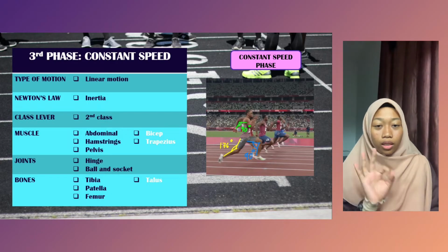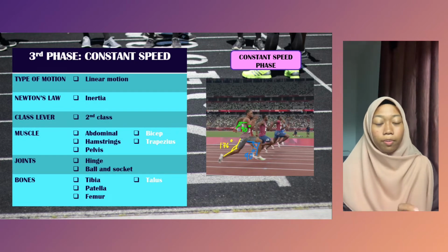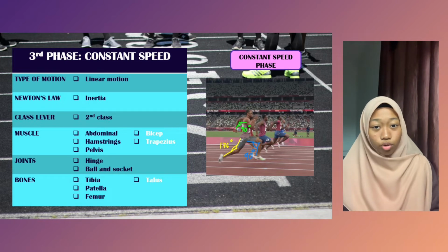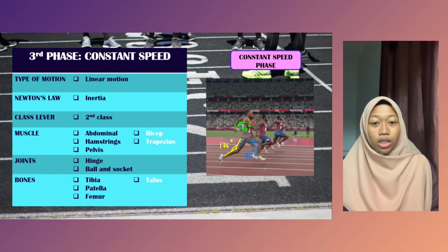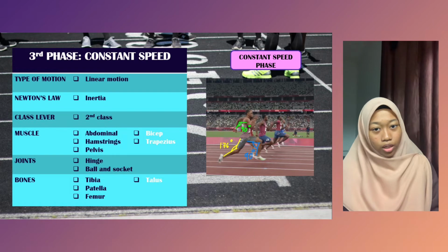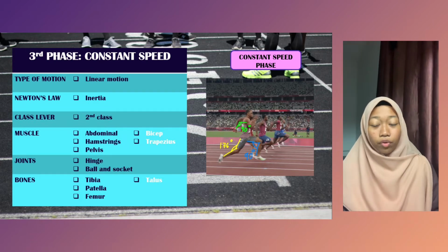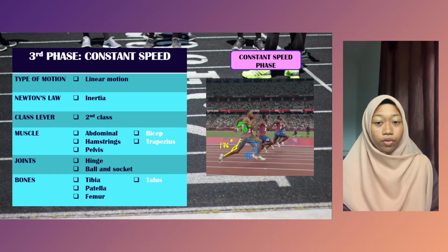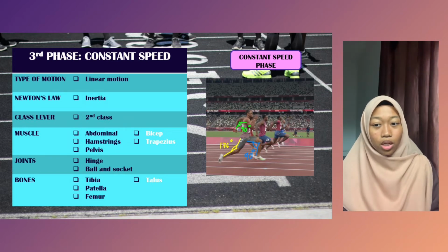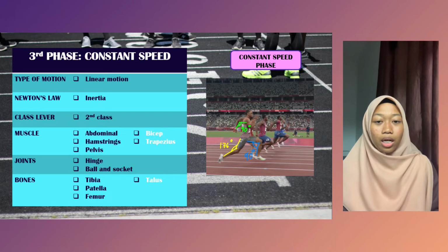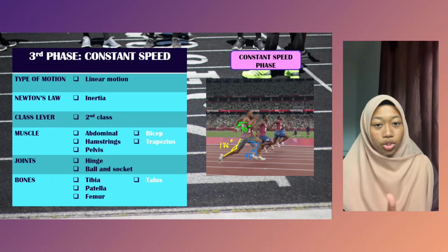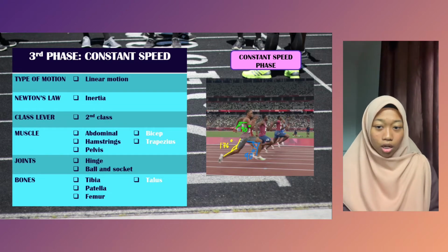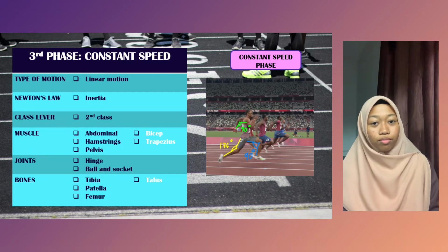Next, the third phase is the constant speed phase. The type of motion in this phase is linear motion. For Newton's law, it is inertia. The class level is second class level. For the muscles, abdominal, hamstring, pelvis, biceps, and trapezius. For the joints, same as the second phase, which are hinge and ball and socket. For the bones, tibia, patella, femur, and talus.